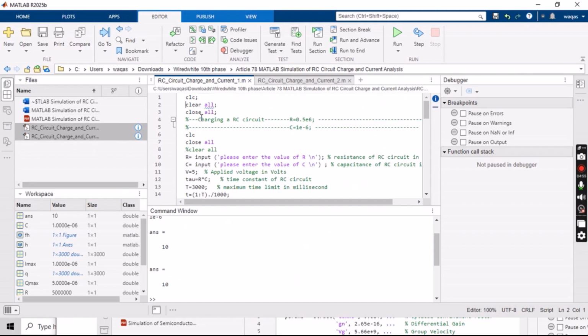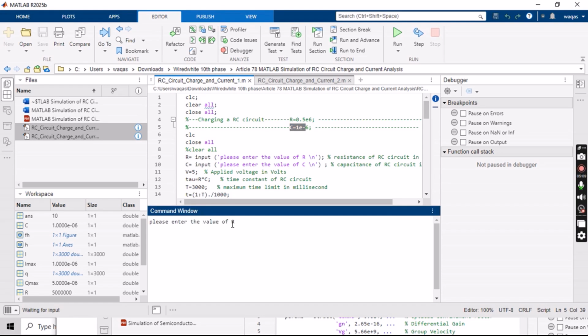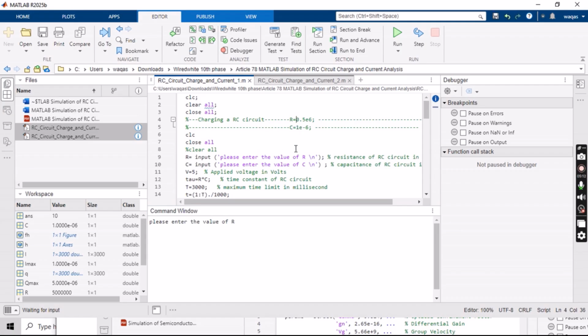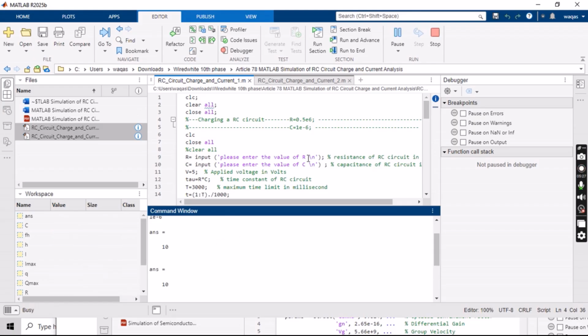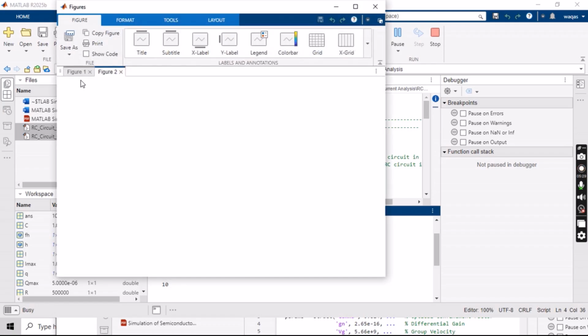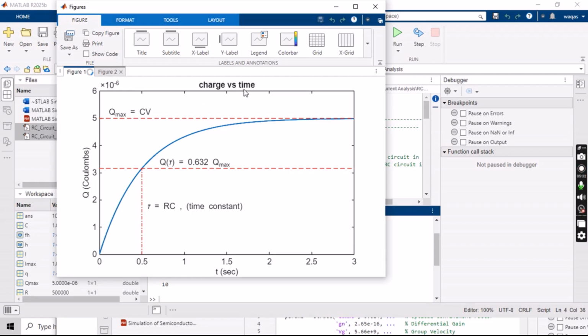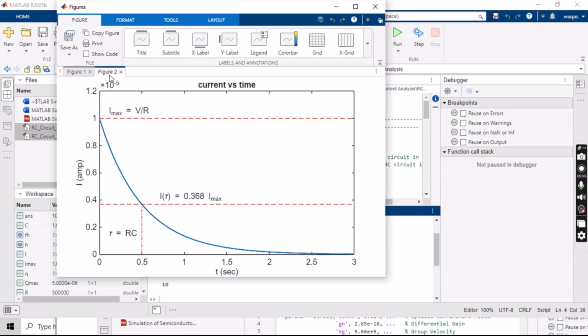These are the two MATLAB files. One is the charging of RC circuit. These values we have just defined as a reference. Let me just run it in front of you. When we run the code, it asks for the value of resistance. Let me add the value here, for example 0.5 e power 6, and the capacitance value 1 e power minus 6. Then we will get the output of charge versus time and the output current versus time.